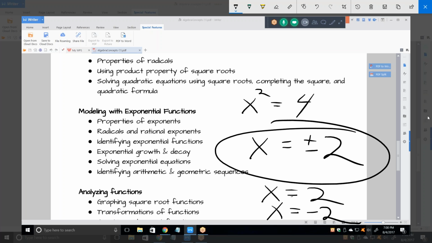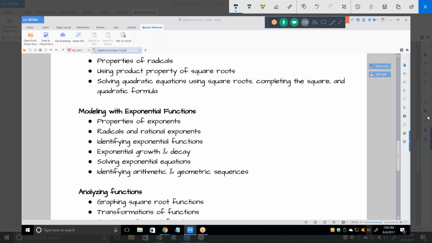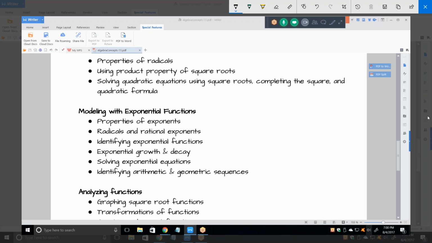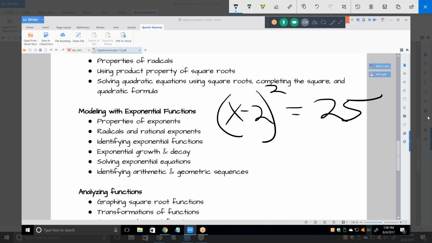Okay? So that's really one of the only things I can tell you: when you solve an equation by taking the square root of both sides, always begin your answer with the words plus or minus. Solve that. This is 2 steps. This is not 1 step. This is 2 steps.